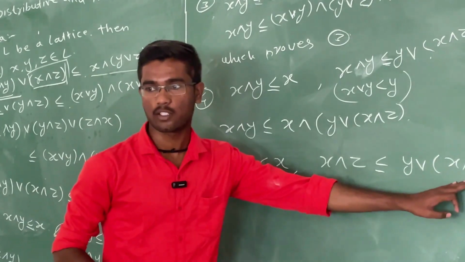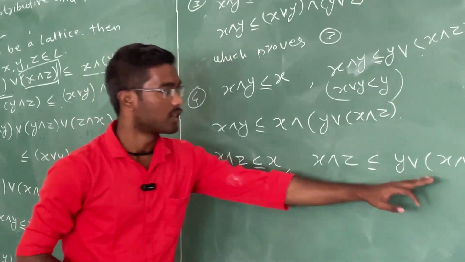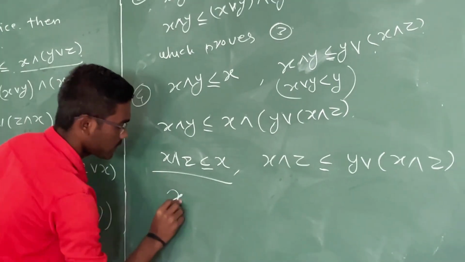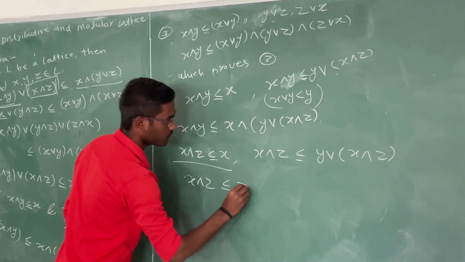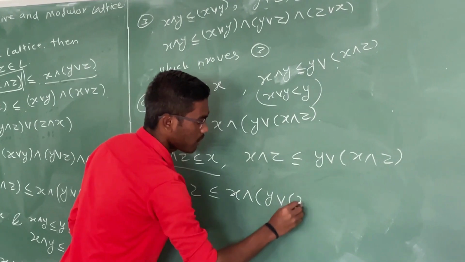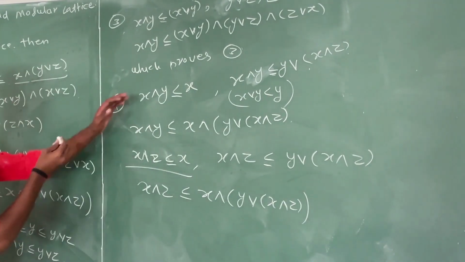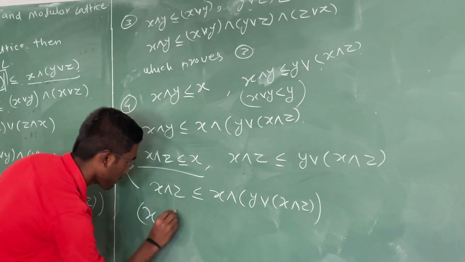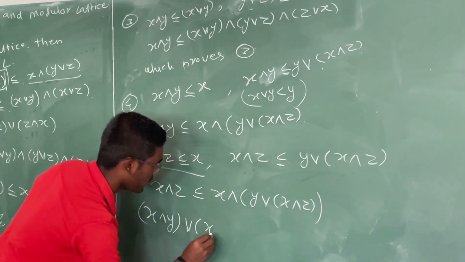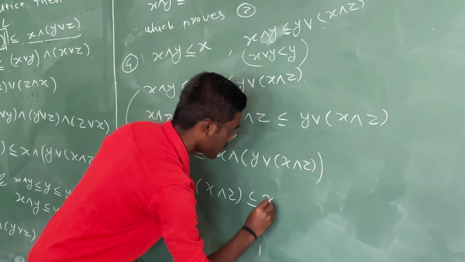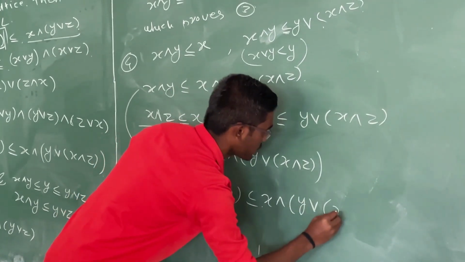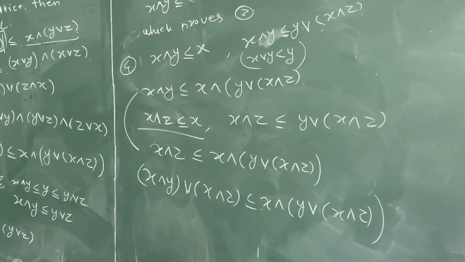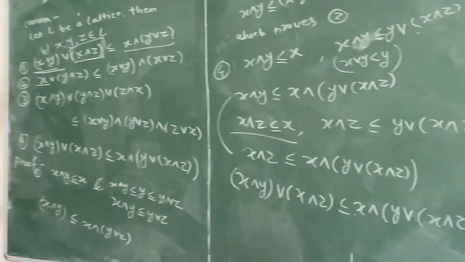Because x meet z and here x meet z, it is one element. The join of these two is greater than that element. Okay, it is true, and therefore x meet z is less than or equal to x meet y join x meet z. By taking the join of these two inequalities, we get the result. The first lemma is proved.